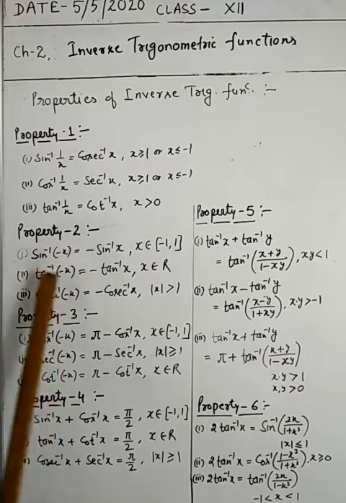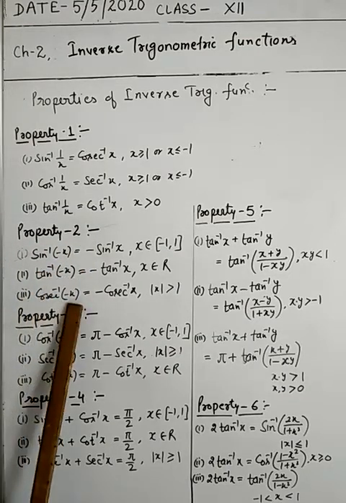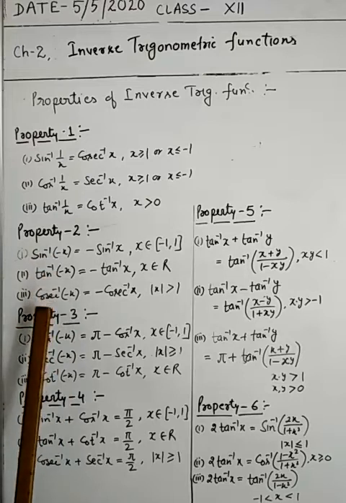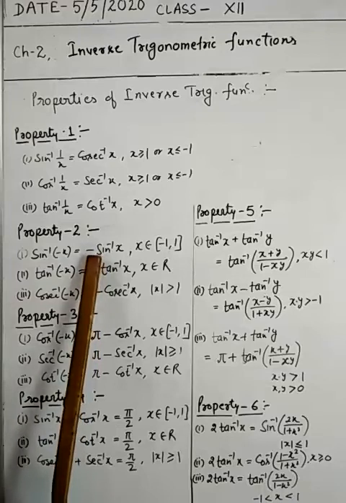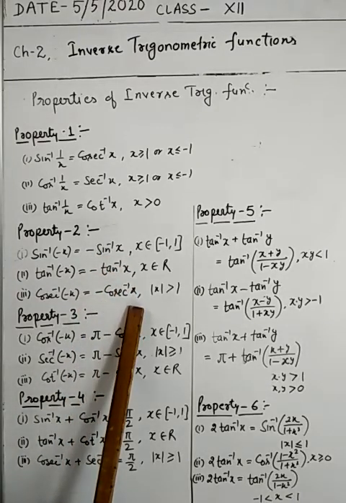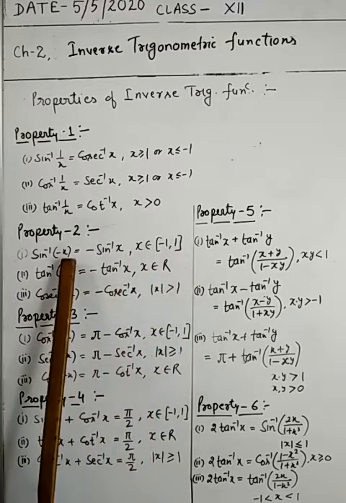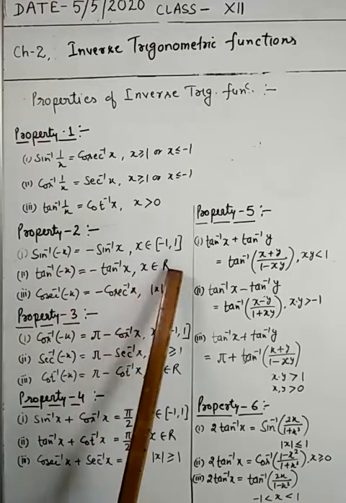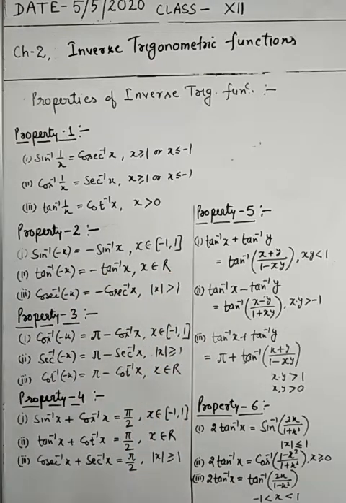In property 2, sin inverse minus x, tan inverse minus x, cosec inverse minus x. In all these three, the negative sign comes out. इनका negative sign बाहर आ जाएगा. Then it becomes minus sin inverse x, minus tan inverse x and minus cosec inverse x, where x belongs to minus 1 to 1 for the first, x belongs to any real number for the second, or modulus x greater than 1 for the third.